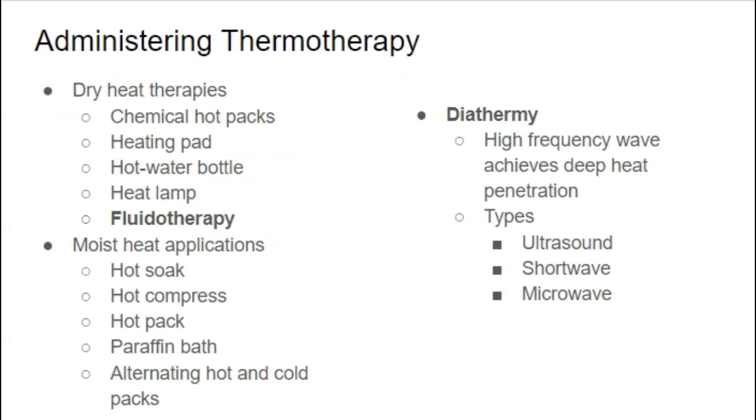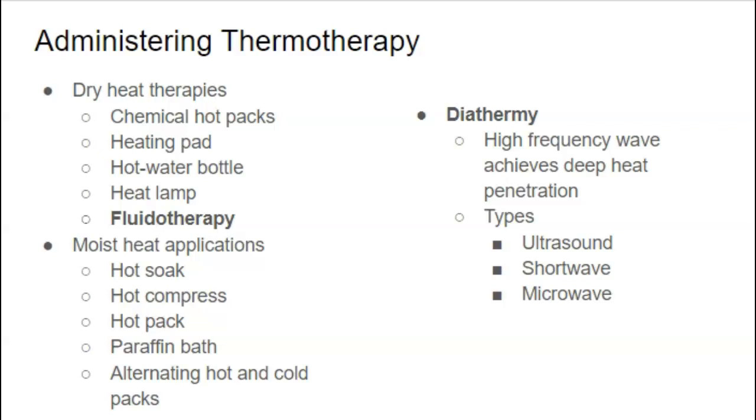So these just go through some of the different ways that you can administer dry heat versus moist heat. The fluidotherapy that's listed there is sort of a specialized area where you have heated beads. It functions kind of like using heated water, but it is a little bit of a different modality where you're heating up stones and using that for the therapeutic modality. And then there's also diathermy, which is under this area as well, where you're using high frequency waves to get deep heat penetration into muscles.